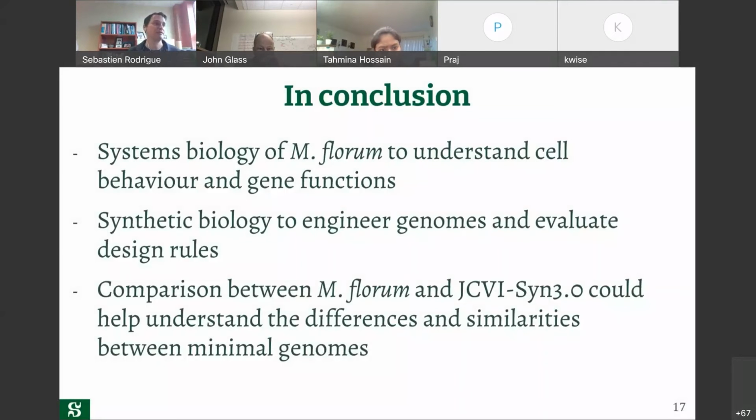So in conclusion, my group is doing systems biology of Mesoplasma florum to understand the cell behavior and the gene functions. We're also doing synthetic biology to engineer genomes, but also to learn about genome design rules. And I hope that I can convince you that by comparing Mesoplasma florum and JCVI-syn3, we can better understand the differences and the similarities between minimal genomes, because I think that there are different versions and different possibilities. And by comparing, you learn a lot more.